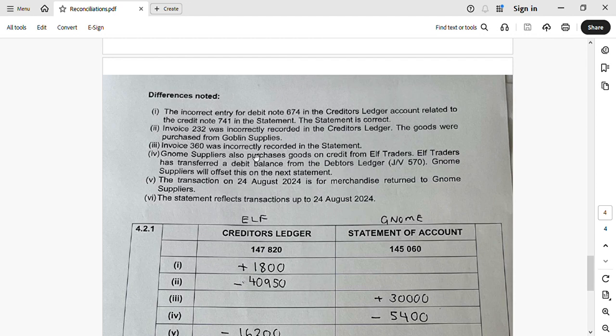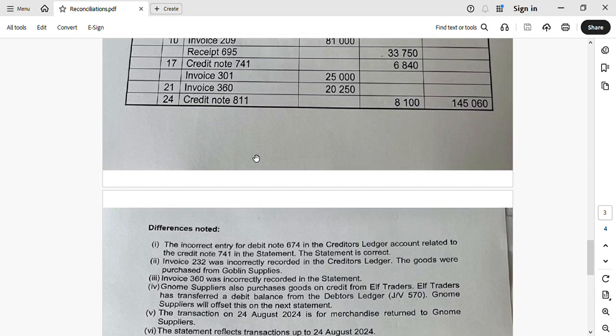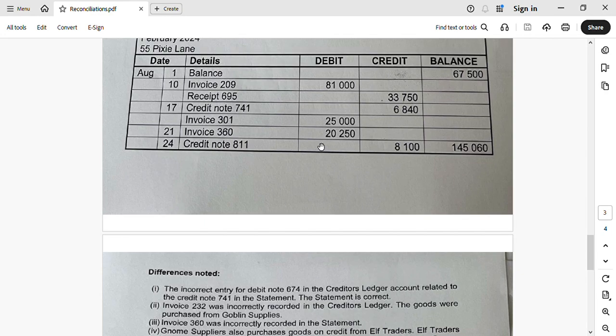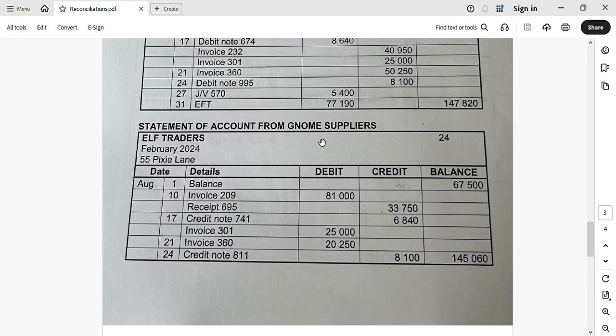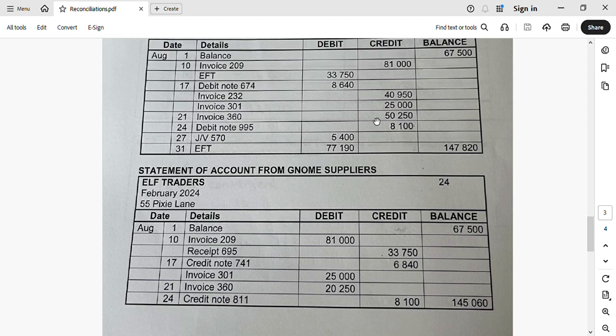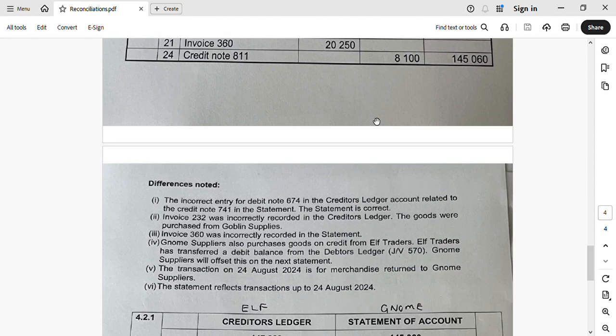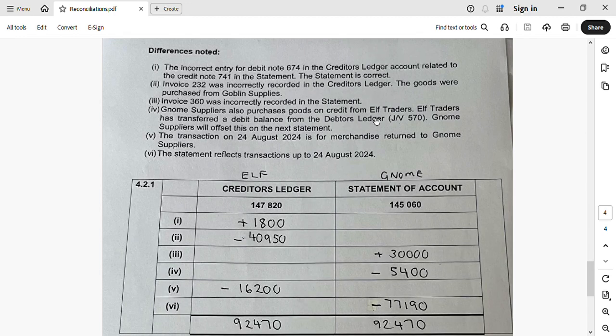Number 3, invoice 360 was incorrectly recorded in the statement. So in the statement, invoice 360 was recorded as 20,250, and in our books, it's 50,250. So they are wrong there, so Gnome is incorrect there. They only charged us 20,250, it should be 50,250, so you have to add 30,000.